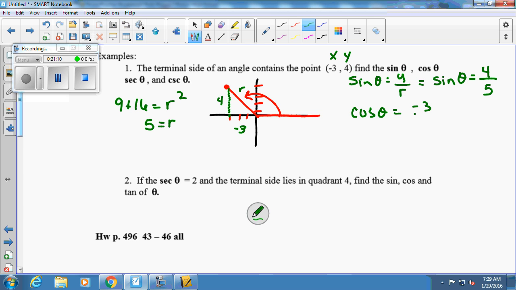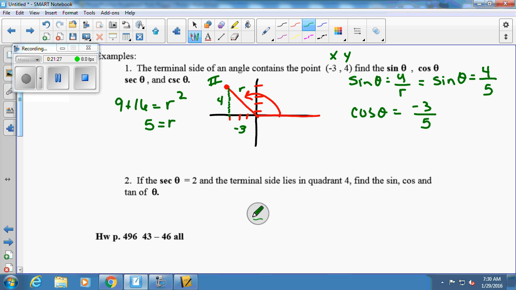Negative 3 over, now cosine is turned negative. Is that true in quadrant 2? Who is positive in quadrant 2? If you just look at your axes, who's positive? And sine is which axis?